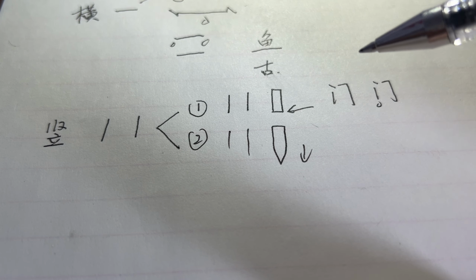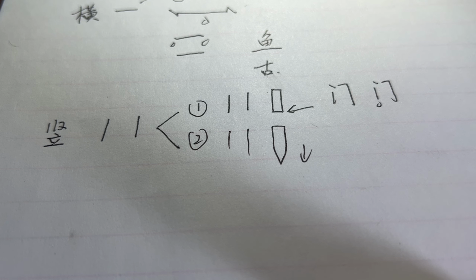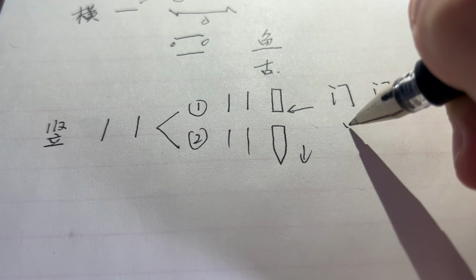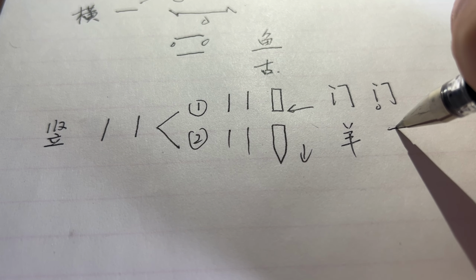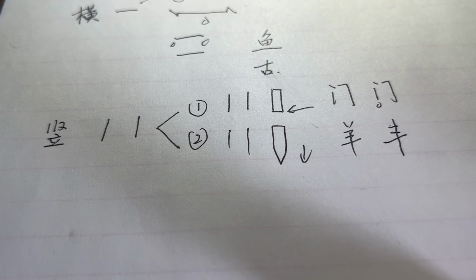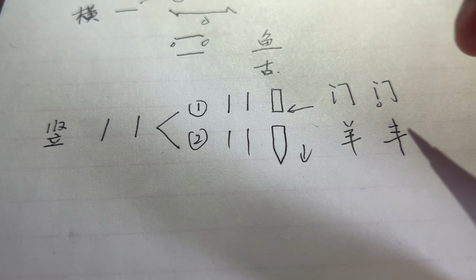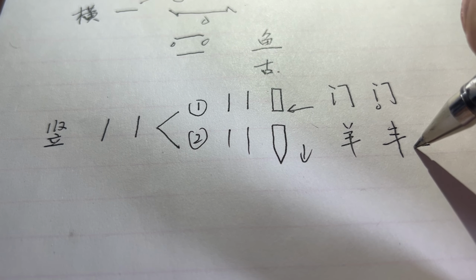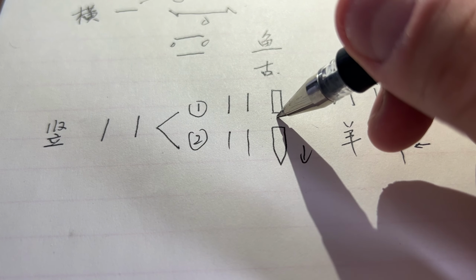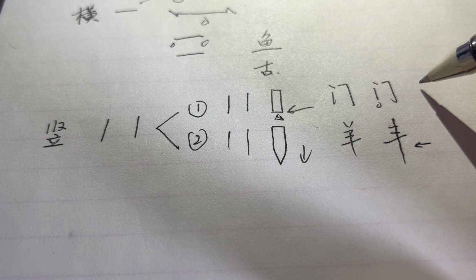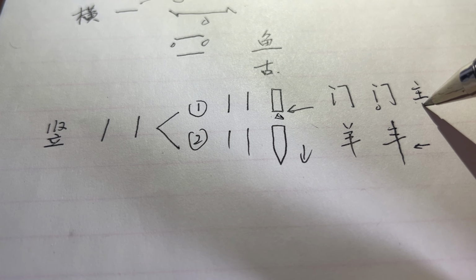The second one is often used when it's the last stroke and this stroke is really long. You can see some examples like sheep. You see they are all the last stroke and they are pretty long. But most of the time you can just use the first type. This one is the first type.